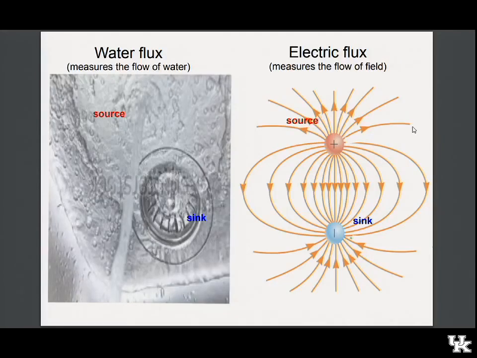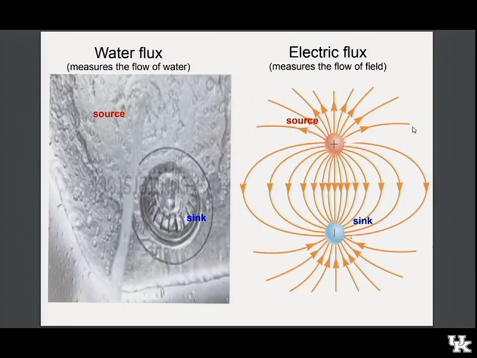and we see a pattern of the water flow from what I'm going to now call not the faucet, the source, to what I'm now not going to call the drain, I'm going to call it the sink. And so we can think of the flow of water, the flux of water, as it flows from the source to the sink. We can think of the electrical field in a similar way.